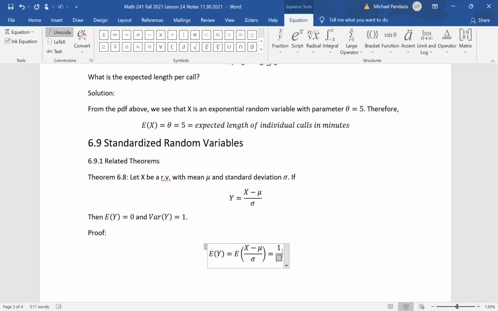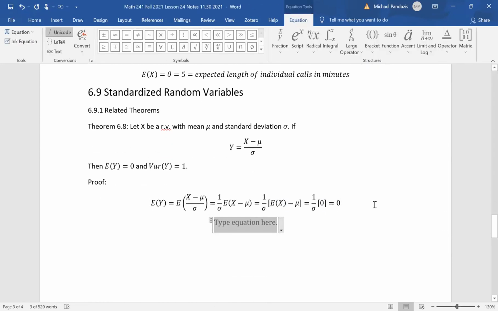Okay, and so we can take out the constant. So you have 1 over sigma times E of x minus mu. E of a constant is that constant, so this is 1 over sigma times E of x minus mu. But mu is E of x. And so this is 1 over sigma times 0, since E of x minus E of x is 0. That equals 0. So the expected value of y is proven to be 0.